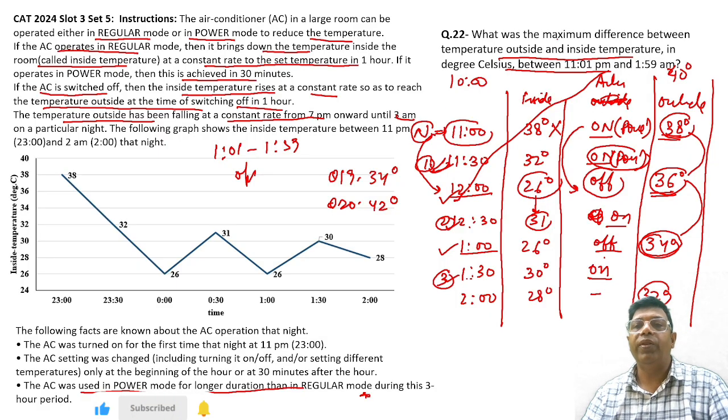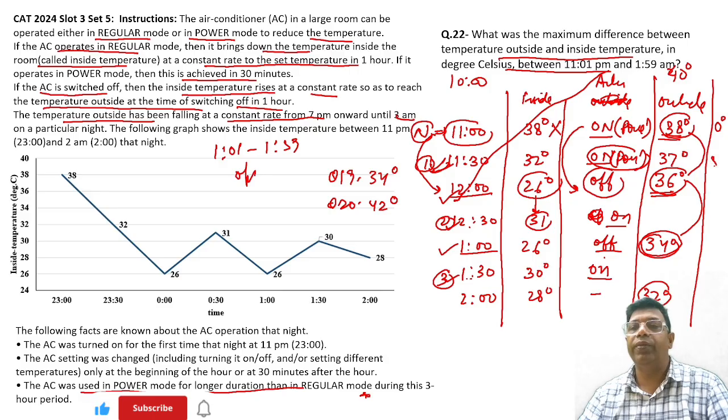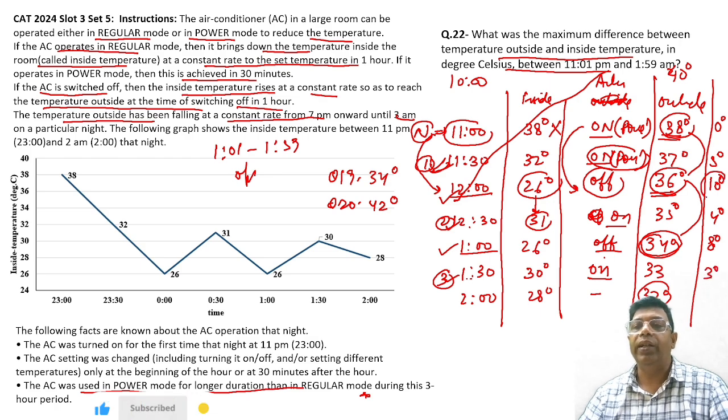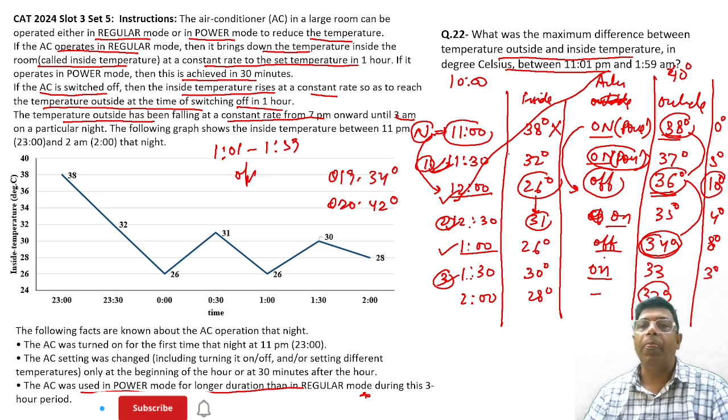What is the maximum difference between the temperature outside and inside? Here the difference was 0 degrees. Here the temperature has to be 37, so the difference is 5 degrees. Here the difference is 10 degrees. I think this is the maximum that I can see over here. Here the temperature would have been 35 degrees, so the difference is only 4 degrees. Here the difference is 8 degrees. Here it is 3 degrees. So I think 10 degrees at 12 was the maximum difference.